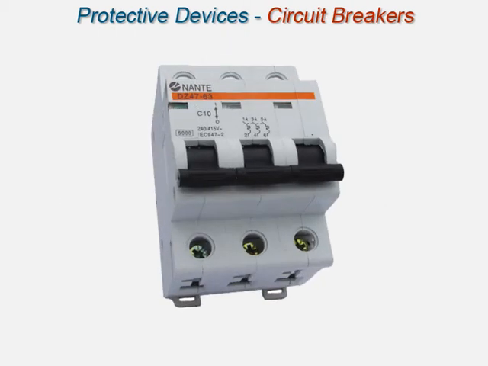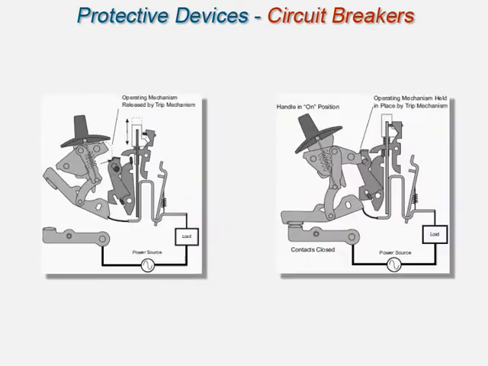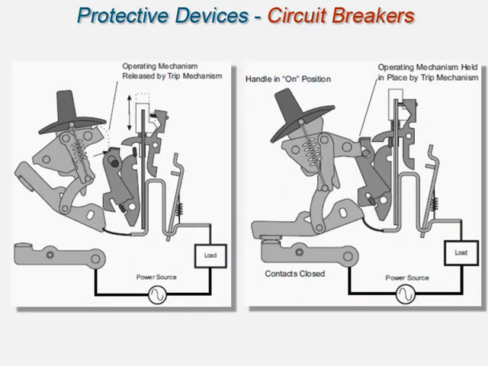Circuit breakers are mechanical devices used to control power to a load. Breakers typically contain overcurrent devices to automatically isolate the load from the power source when a high current condition occurs. Circuit breakers will be discussed further in the next topic.